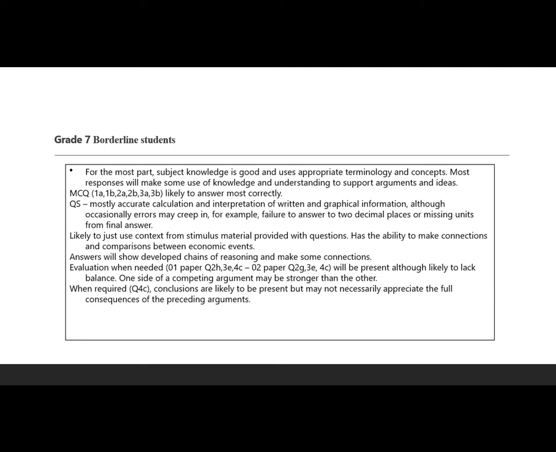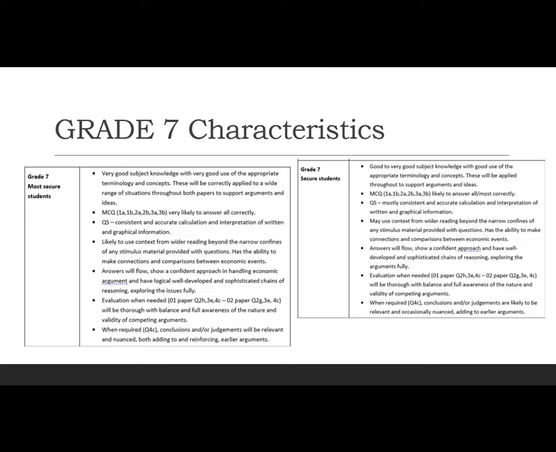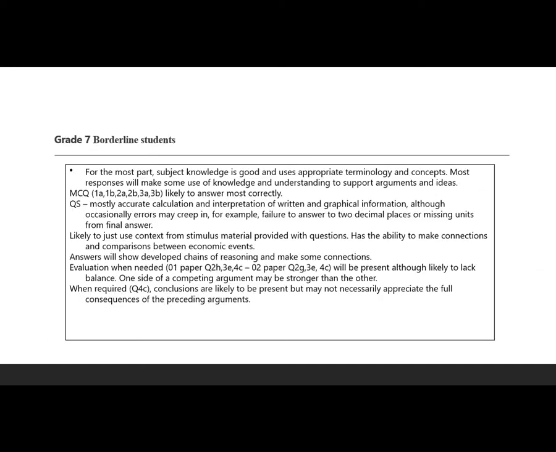If you're one-sided in an economics essay or an economics question, you probably will not get the 7 or higher. Again, at the bottom, conclusions are likely to be present, but they may not necessarily appreciate the full consequences of the preceding arguments. So if you want to make the grade 7 most secure, as well as answering all the multiple choice questions correctly, make sure that your evaluation and your conclusion is relevant and not just one-sided, you're balanced. That's very, very important.